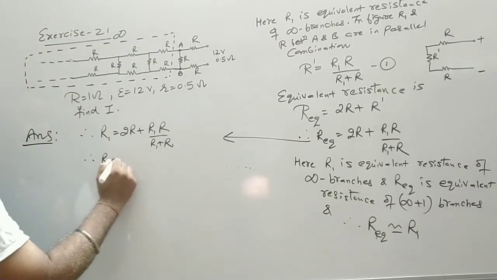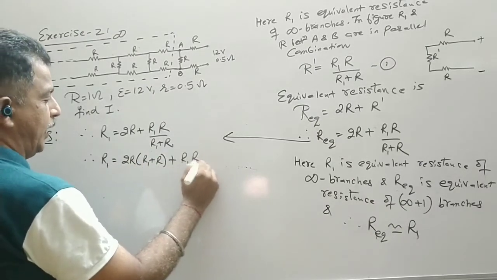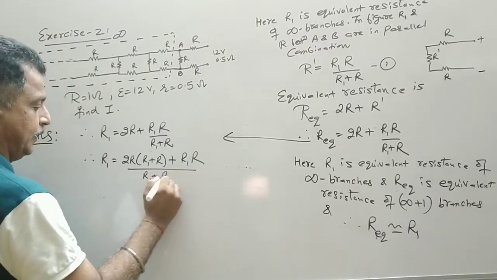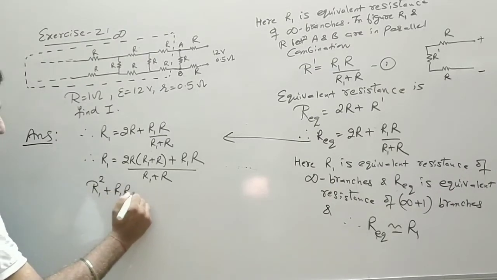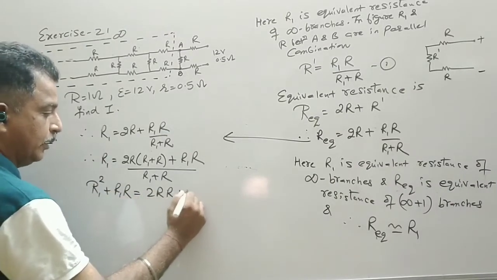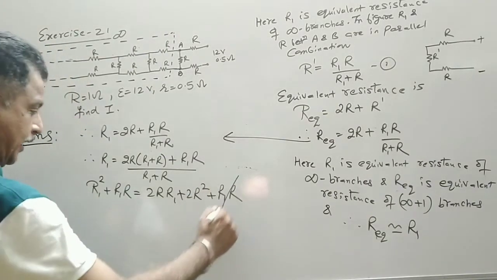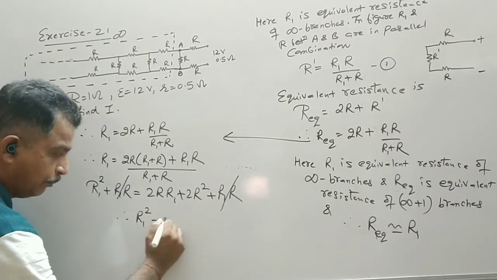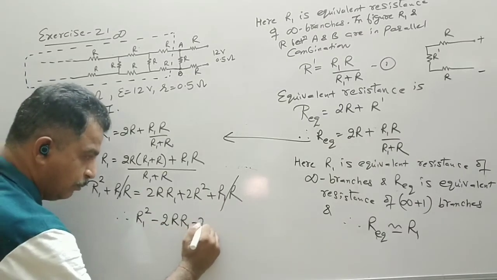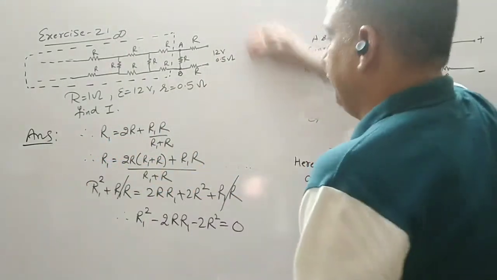Therefore, R1 is equal to twice R plus R1R upon R1 plus R. So taking the cross product, R1 square plus R1R is equal to twice R1 plus twice R square plus R1R. So this R1R gets cancelled. Therefore, R1 square minus twice R1 minus twice R square is equal to 0. So this is a quadratic equation. Now I have to find out the R1.